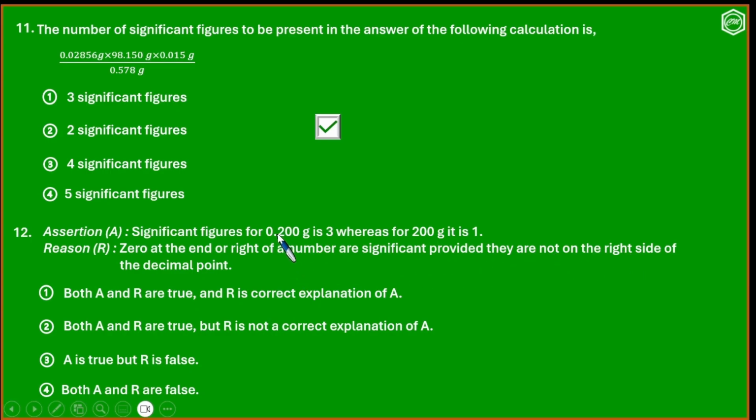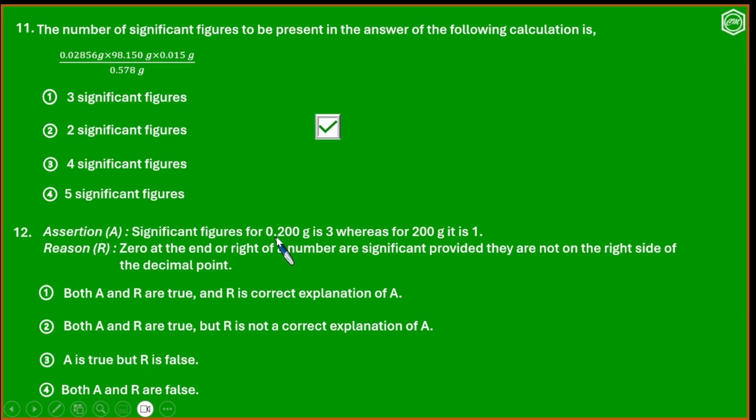So if they are significant only if they are on the right side of the decimal place. So the reason is wrong. So the answer is A is true.